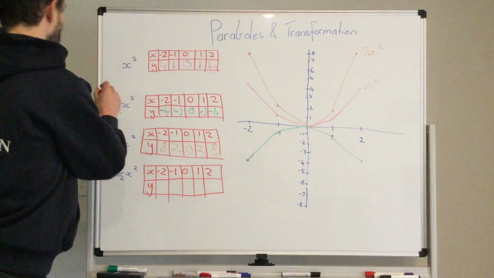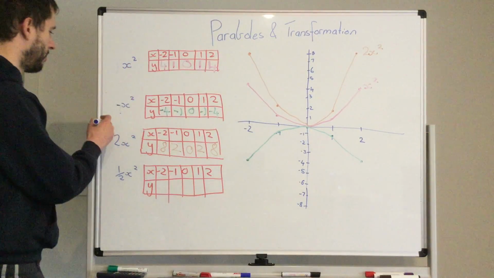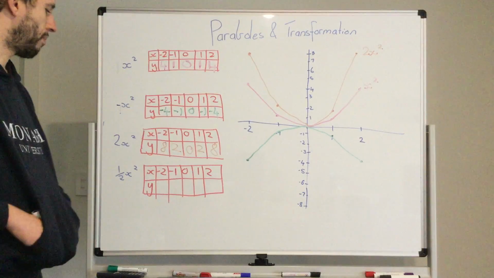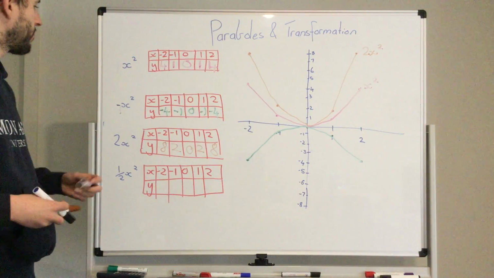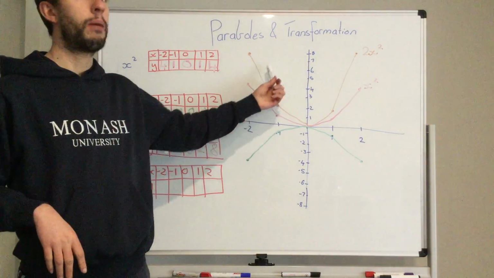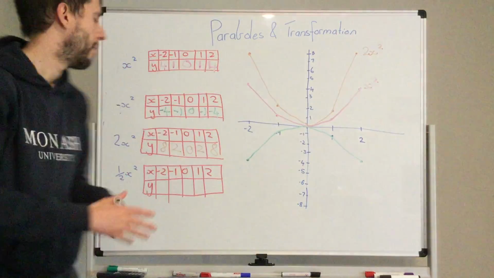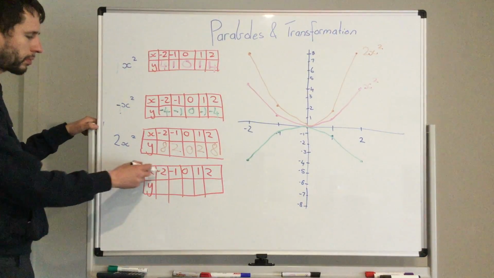Let's have a look at another one. Okay, so let's have a look at half x squared. So if a number gets bigger, it becomes steeper. I'm guessing it's going to get a bit flatter and wider. So let's have a look.